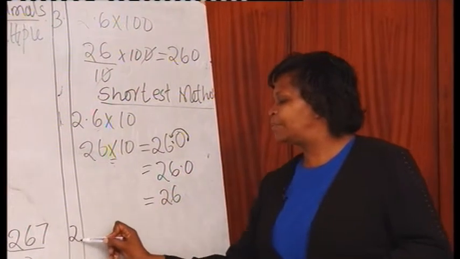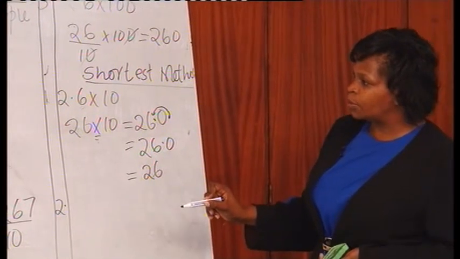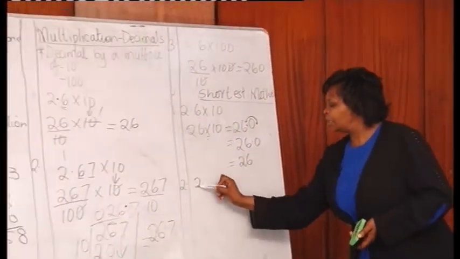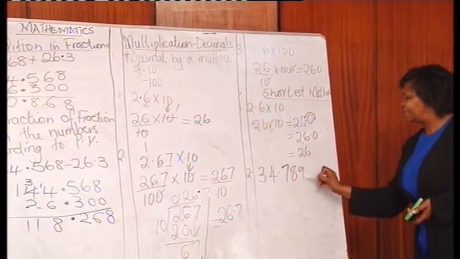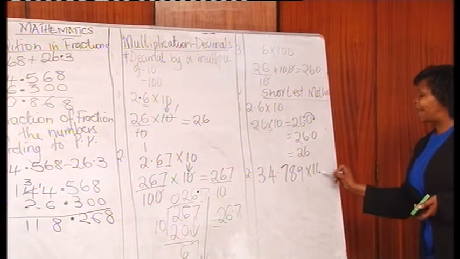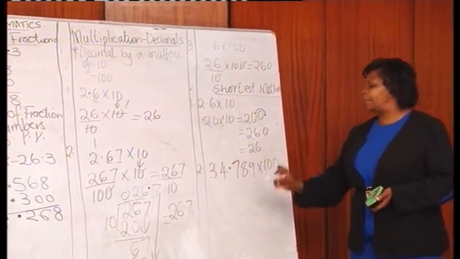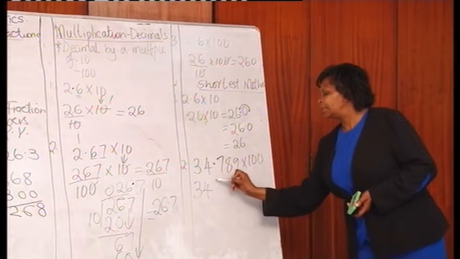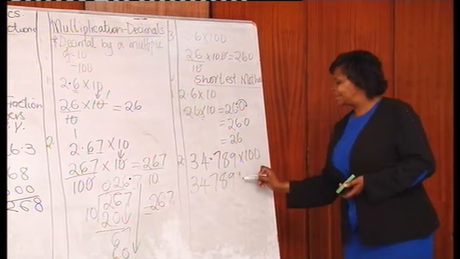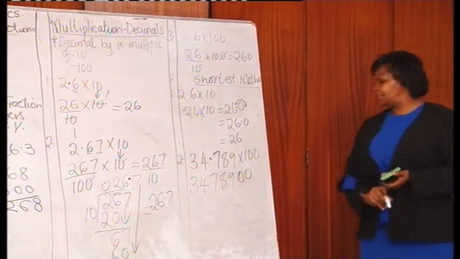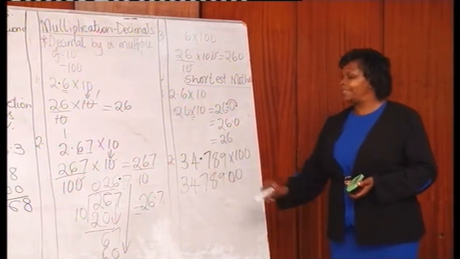If I was to do another question using a multiple of 10, for example, 34.789, and I'm to multiply by 100. Remember, the first thing is to change this number to a whole number. Then when I multiply by 100, I'll just be needed to add my zeros. Then my answer cannot be this one, because the initial number had 3 decimal places.